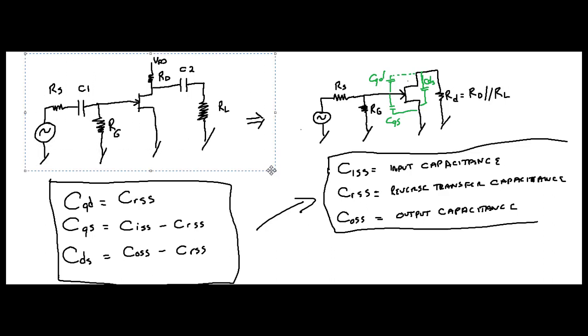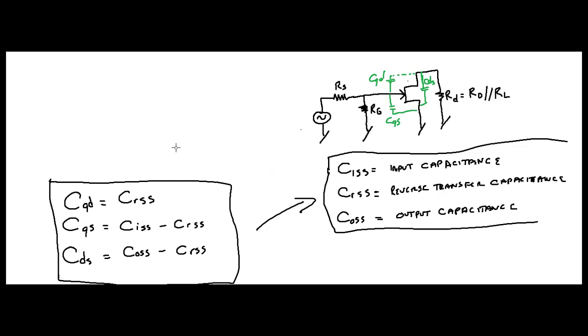Alright, I'm going to take that away from you now. Now, let's redraw this. Okay? So, when you redraw this, here's your source. Going to go through your source resistor here. It's RS, right? Now, you're going to come out, and you're going to go to RG, right?